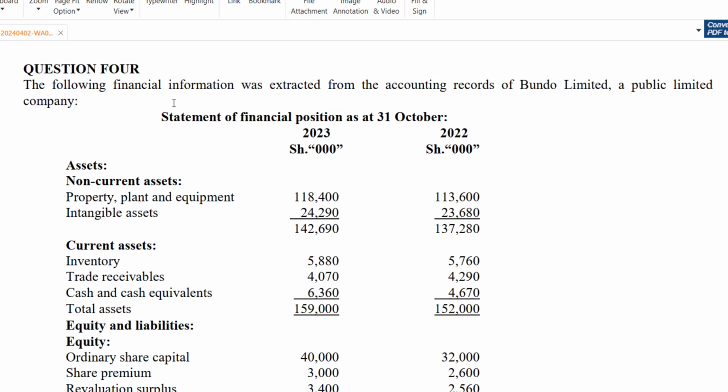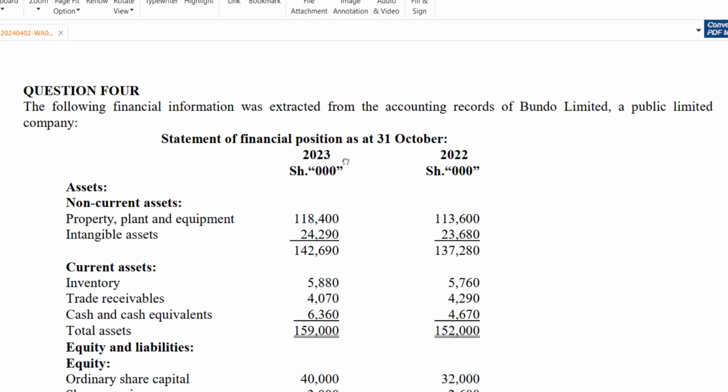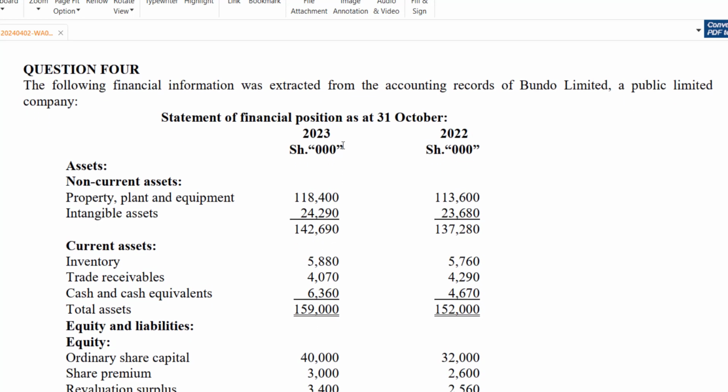Recall in our revision class we mentioned that a complete set of published financial statements includes a statement of comprehensive income, a statement of financial position, and a statement of cash flows. Now in this class, we'll be solving a question on December 2023, which was question 4. And the question was a cash flow question.